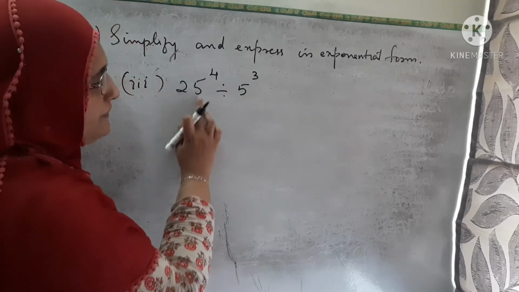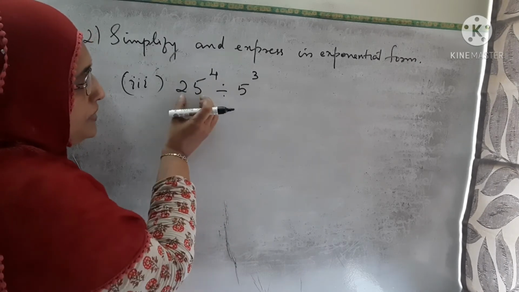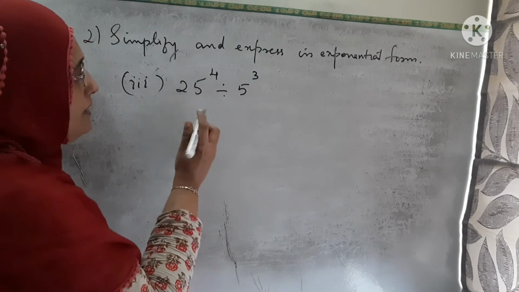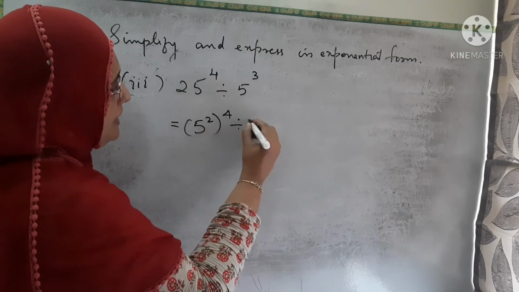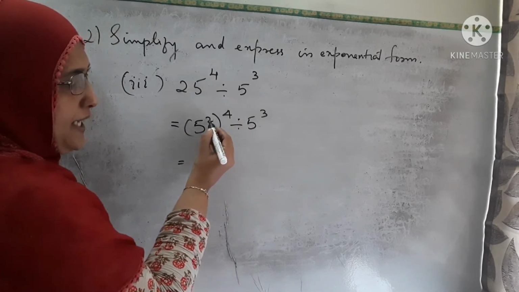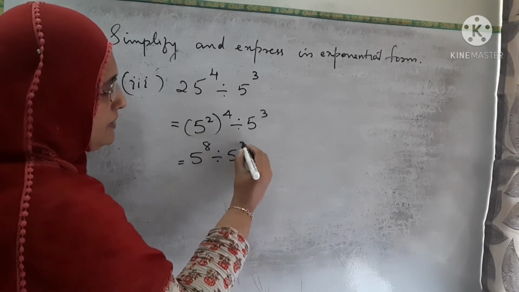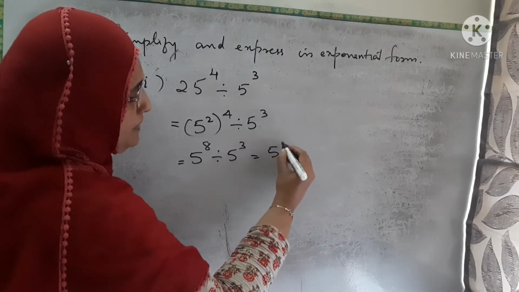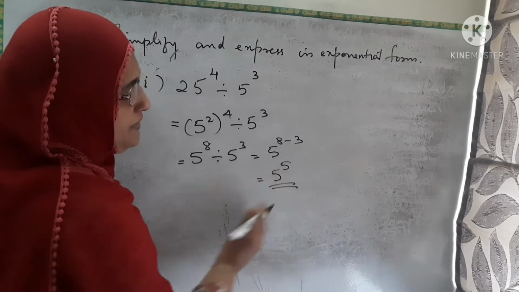See the third one, 25 raised to 4 divided by 5 raised to 3. So I am going to write 25 as a power of 5. Actually 25 is 5 square, isn't it? So I am going to write 5 square the whole raised to 4 divided by 5 raised to 3. Now what is 5 square the whole raised to 4? 5 raised to 2 into 4, that is 5 raised to 8 divided by 5 raised to 3. Now it became division with the same base. So that is 5 raised to 8 minus 3, 5 raised to 5.